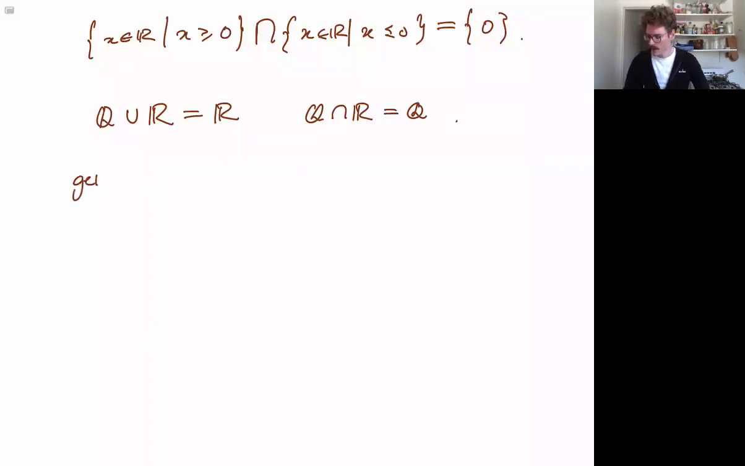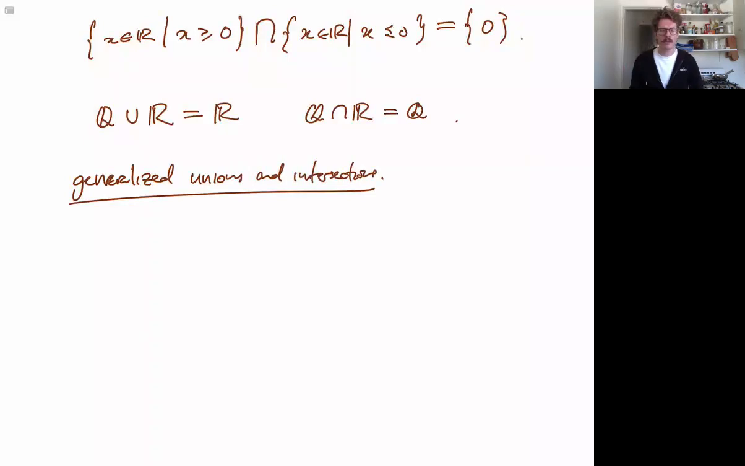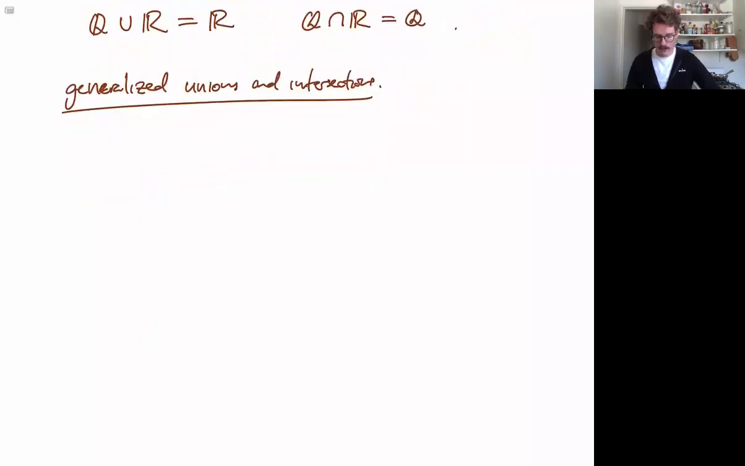So the next thing that I want to talk about is that you can take unions and intersections of more than two sets. And this is not too much harder, but it's worth saying something about. Can be, as always, when you start taking more things, it can get a little bit more subtle.